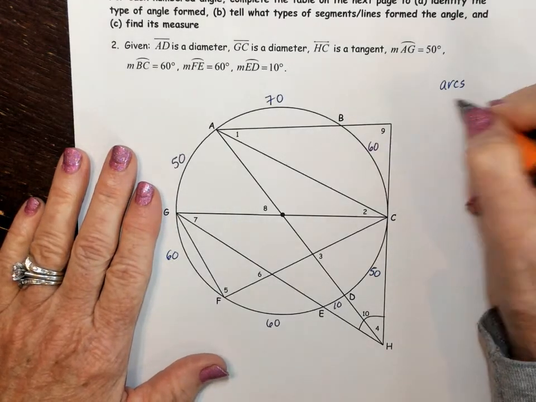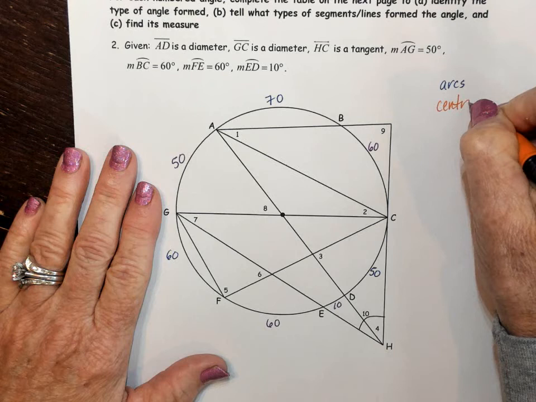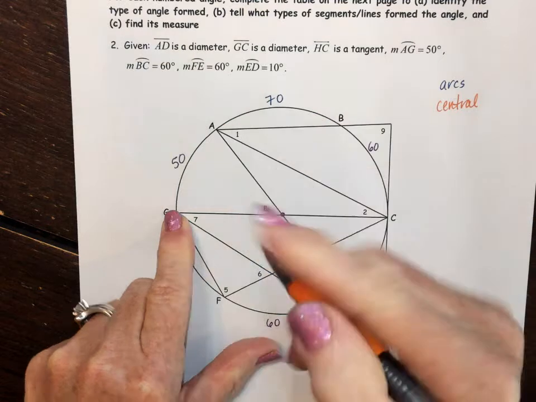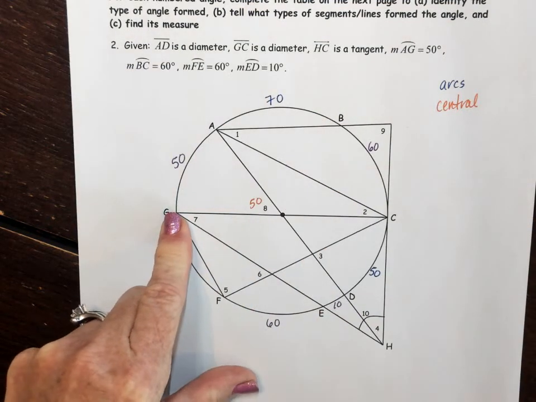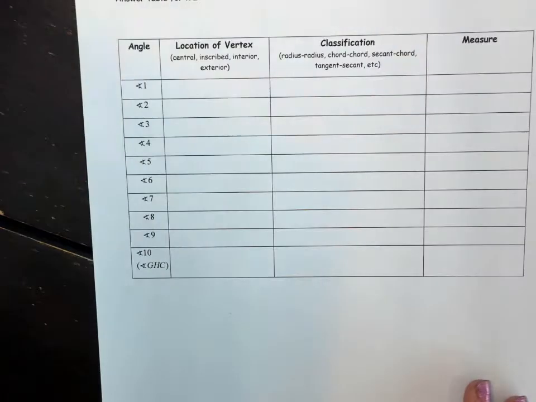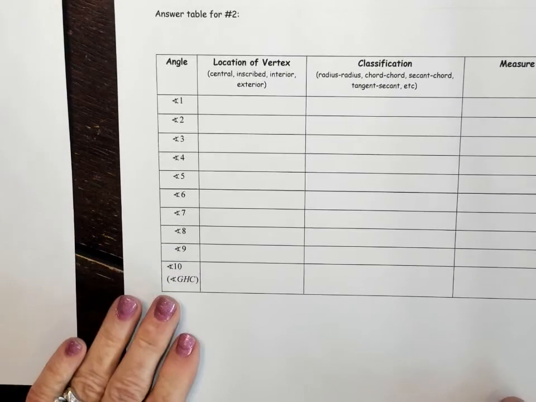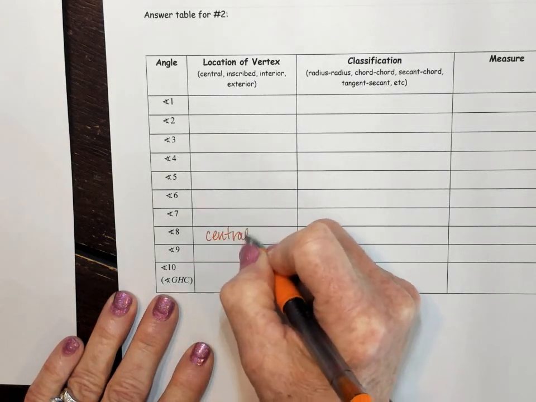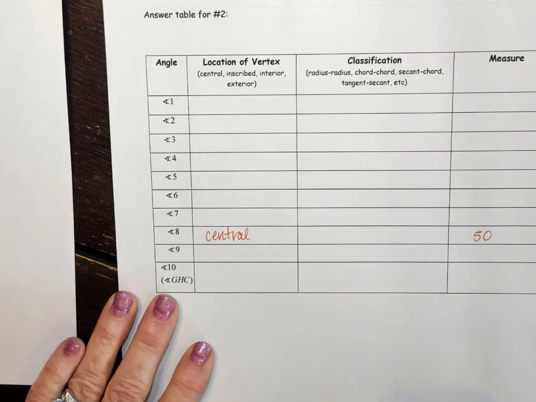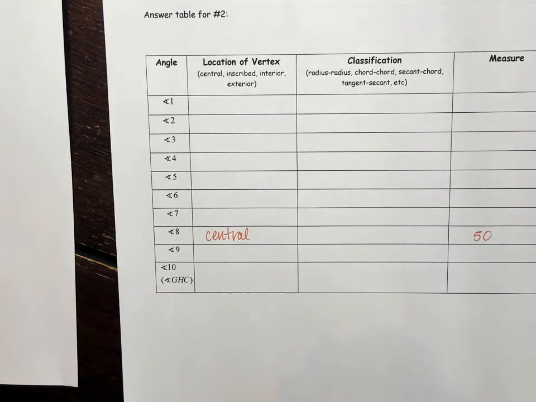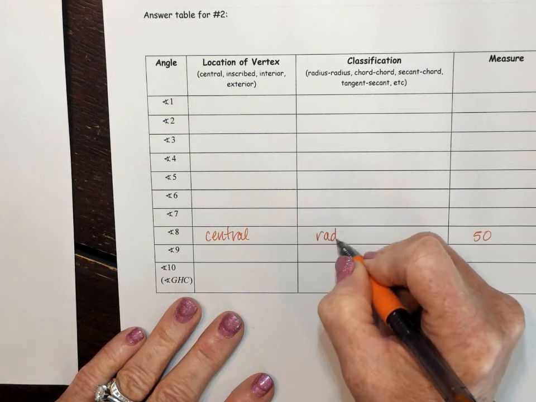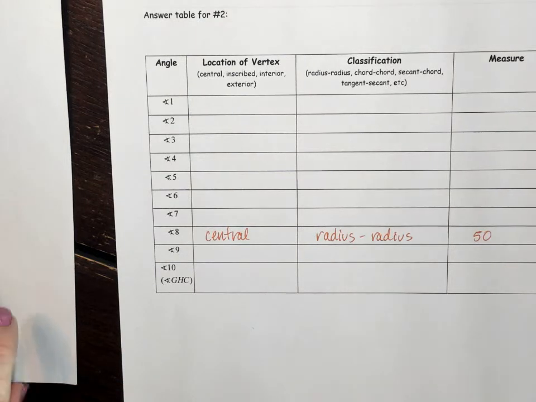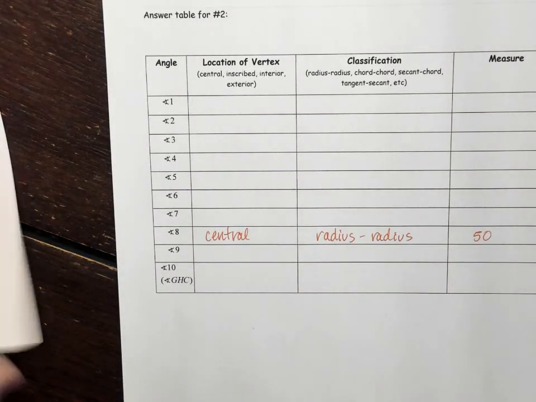The next thing that we want to find is the central angles. And there's one of them right here. It's angle 8. And the angle is exactly the same as the arc, so that's 50. Let's go ahead and take care of that in our chart right now. Angle 8 is a central angle. Its measure was 50. And it was formed by a radius.